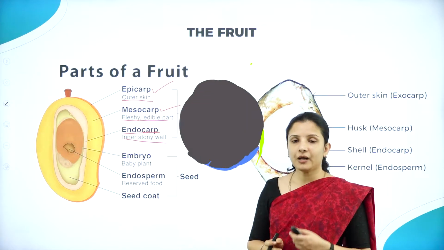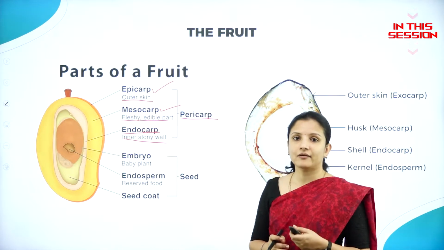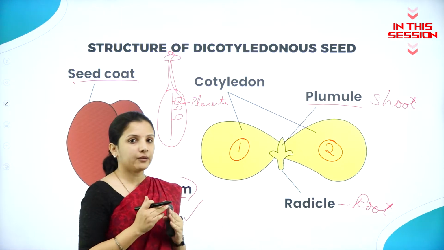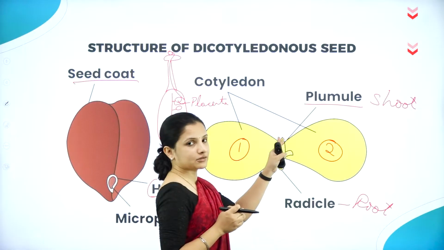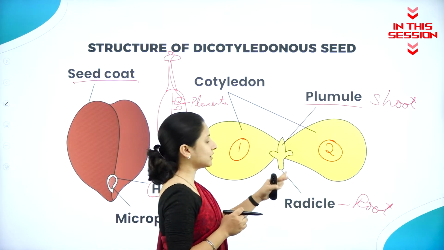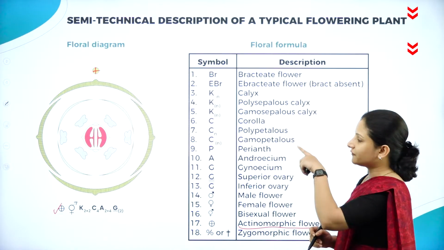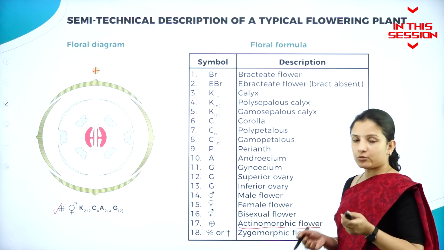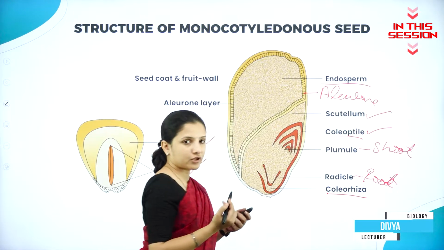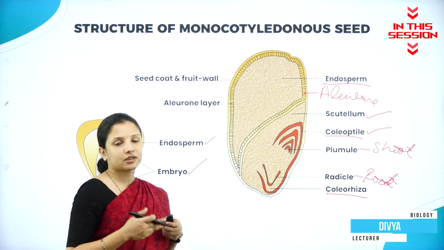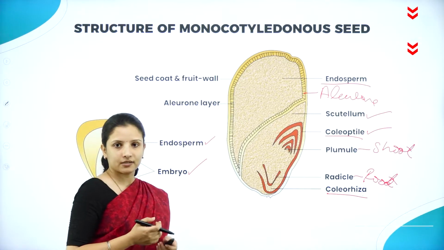So what is pericarp? Pericarp is the external covering of the fruit. Cotyledons, they play a very important role. Why? Because the cotyledon protects this particular region of the plumule and the radicle in a younger seed. So actinomorphic flower means the flower can be cut into equal halves in any plane. So the coleoptile is a protective covering of the plumule, and the coleorhiza is a protective covering of the radicle regions.